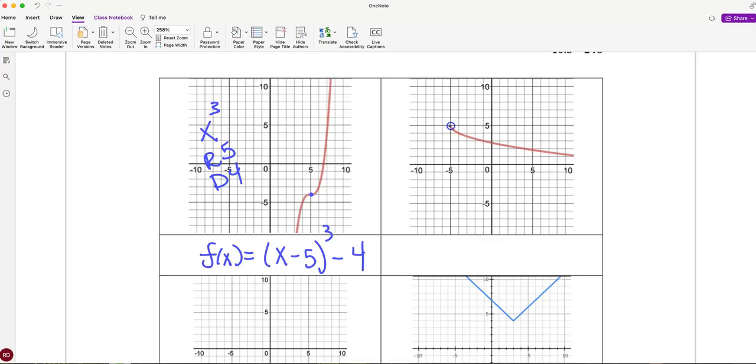Again, this one is based on my square root of x. Again, normally it looks like this, so I know it's upside down. And then the endpoint moved left 5, and then it moved up 5.